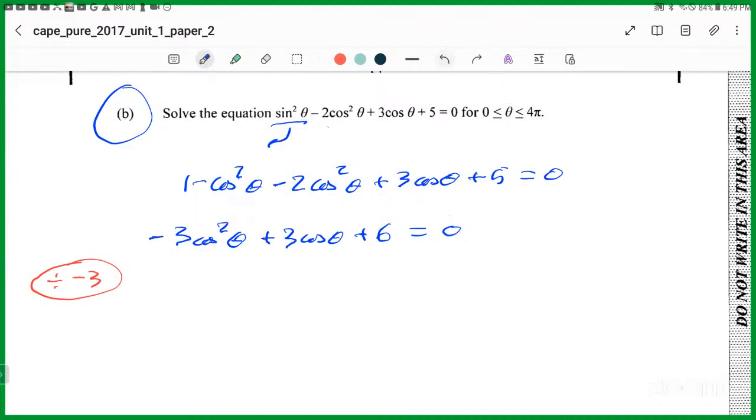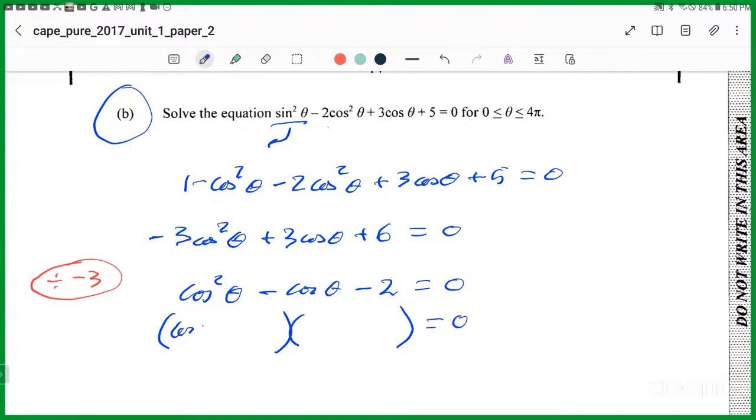This negative 3 is cancelled. I'm left here with cos squared theta. Divide this by negative 3 is going to change to a minus cos theta. Divide this by negative 3 is going to become a minus 2 equals 0. So that's quadratic in cos, then factorize. Let's go factorize it. Quadratic in cos.